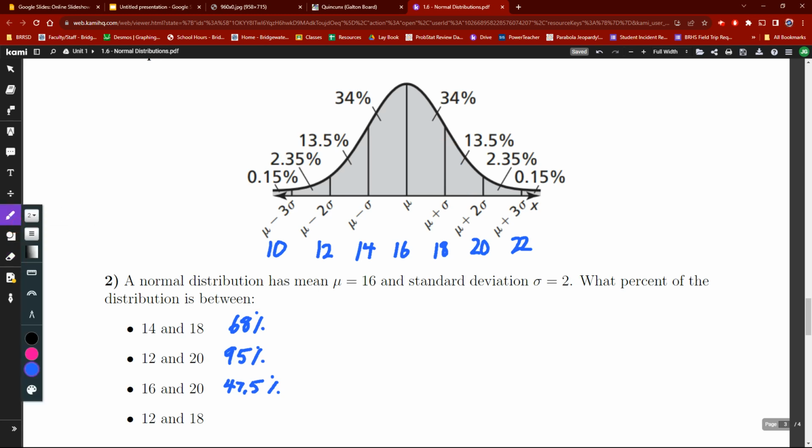All right, last example here, going between 12 and 18. So that's going to be all three of these sections here. That's going to be 34 plus 34, which is 68, plus another 13.5. So that should get us up to 81.5% between those two values. So that's what we're going to do. We're going to label the marker lines for each of our standard deviations, and then use those points to add the total area between the two values.